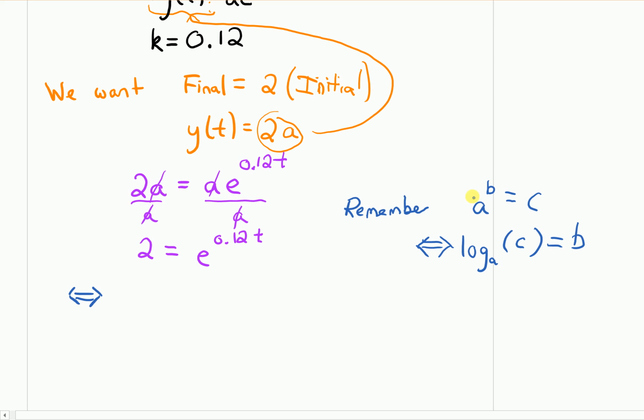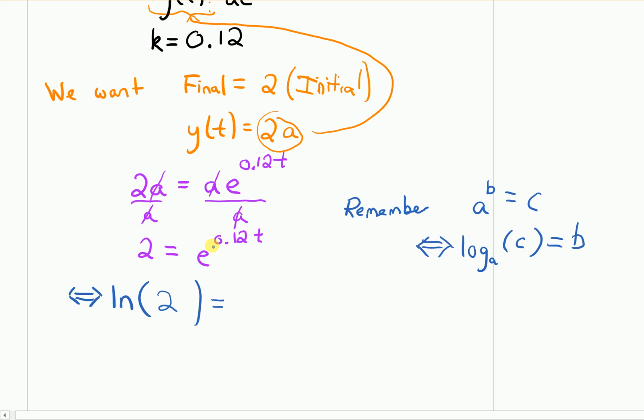the base of our exponent is e here. So we're going to have log base e. But log base e, that's ln. So our log is actually ln. Okay, the thing that goes inside of the parentheses is what was on the other side of the equal sign in the exponential equation. So 2 is going to go inside the parentheses of this ln.